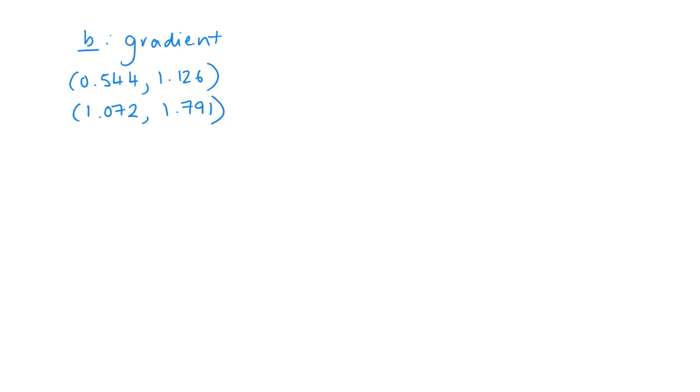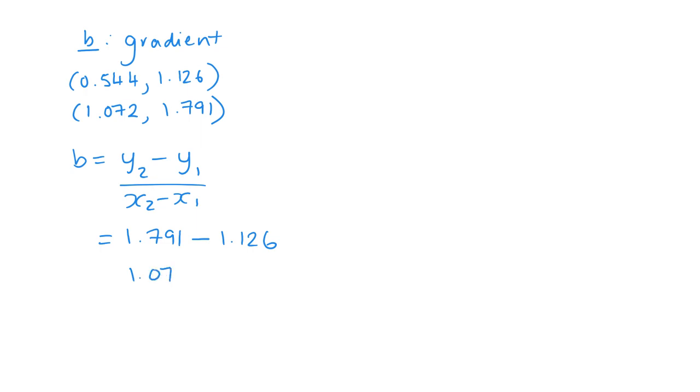So to get the gradient, remember you do y2 minus y1 over x2 minus x1. So we'll get 1.791 minus 1.126 over 1.072 minus 0.544, and you get that B is 1.26 to 2 decimal places.